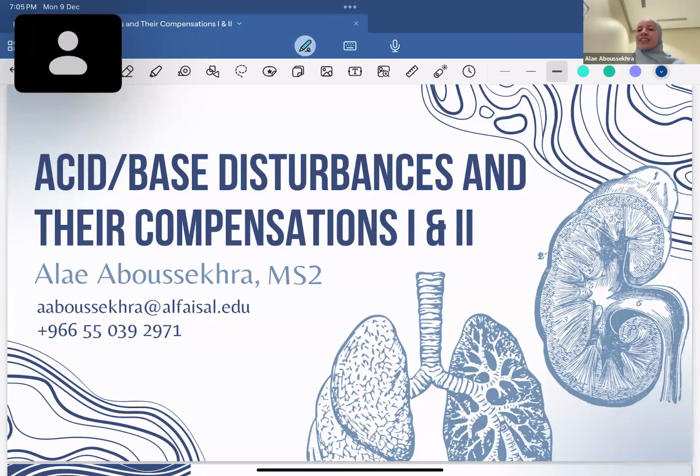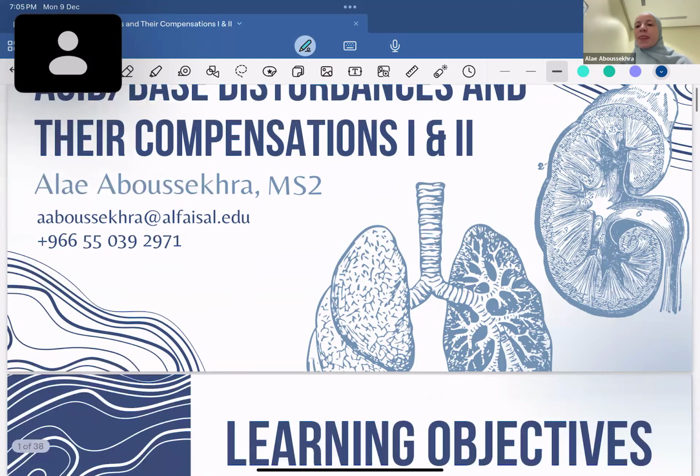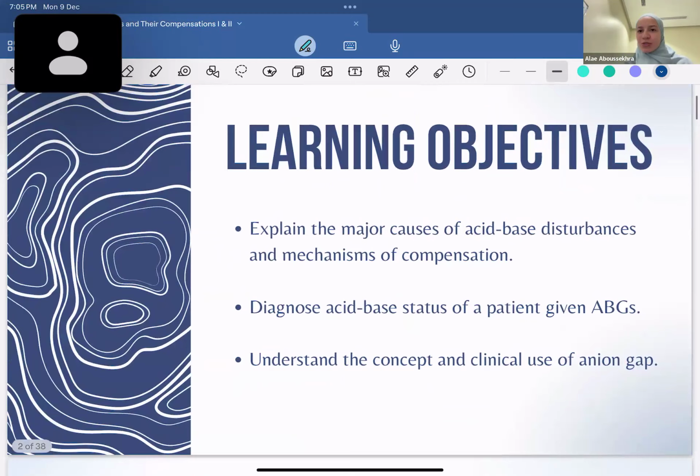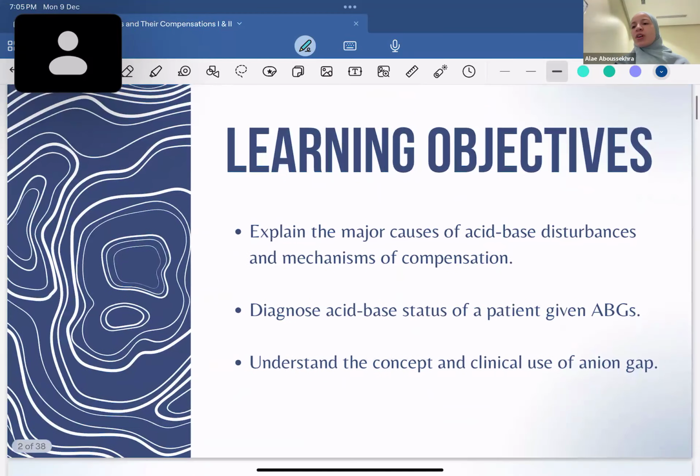Today I'll be explaining lecture 10 and 11, acid-base disturbances and their compensations 1 and 2. Inshallah, this lecture will be easy if you understand the concepts. But feel free to ask me any questions during or after the session. So let's begin. These are the learning objectives that you're supposed to know.